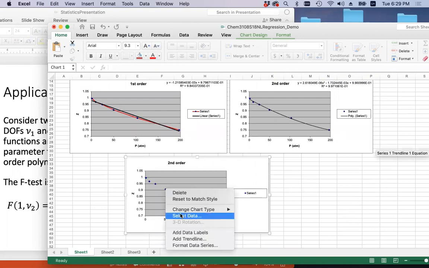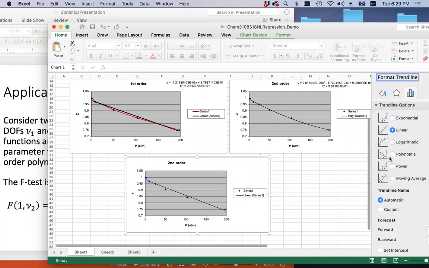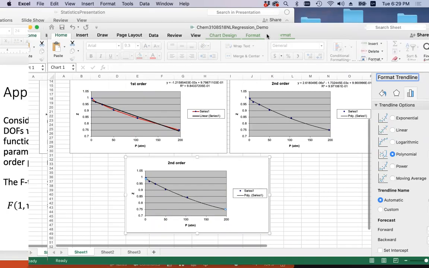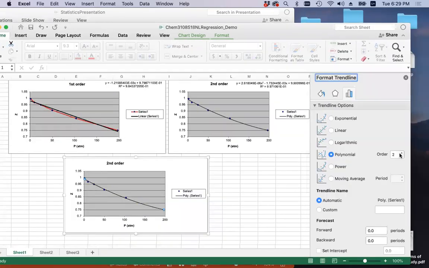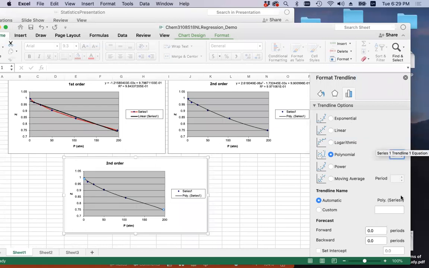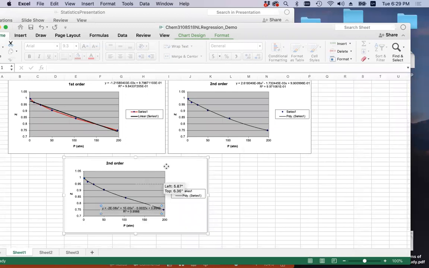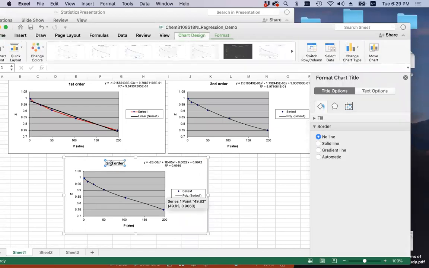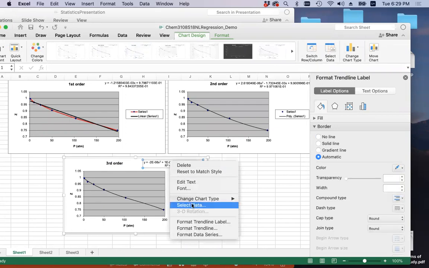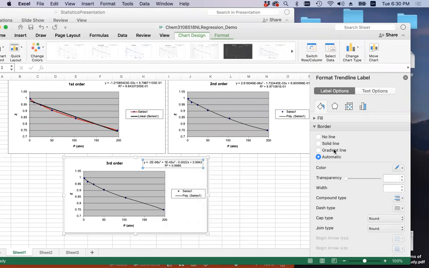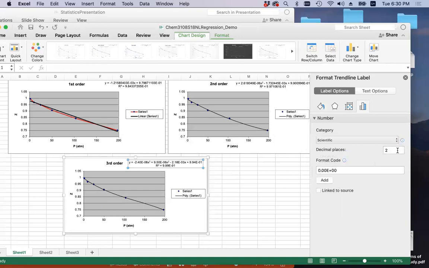Then I'm going to right click the data, add a trend line. This time I'll add a third order polynomial trend line. So the default is second order polynomial. So I'll just click the up button to get a third order polynomial. And then I'm going to display the equation and the R squared value on the chart. I'll change the title to third order. And I will increase the number of significant figures that are displayed by formatting the trendline label. Scientific notation, 6 decimal places.